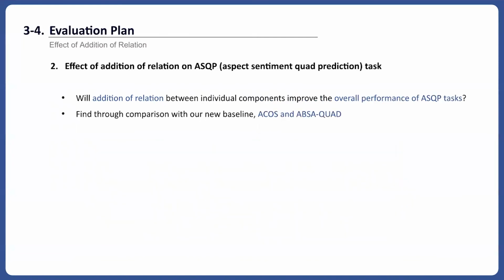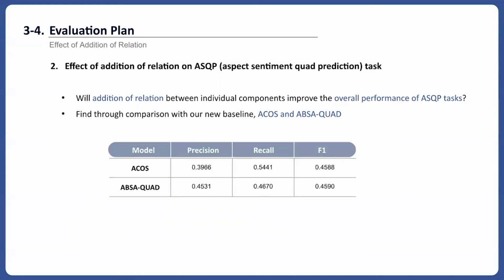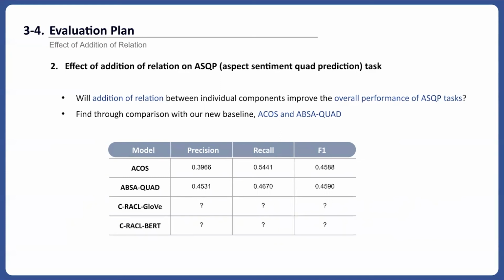Next, we would like to find out whether our model performs better than other baseline models for the entire ASQP task, which will be the ACOS and quad models. These are the new baseline models for the ASQP task as we introduced in the replication part. And then we'll calculate the same precision, recall, and F1 score for our RACL model, and then find out whether it has improved or not.